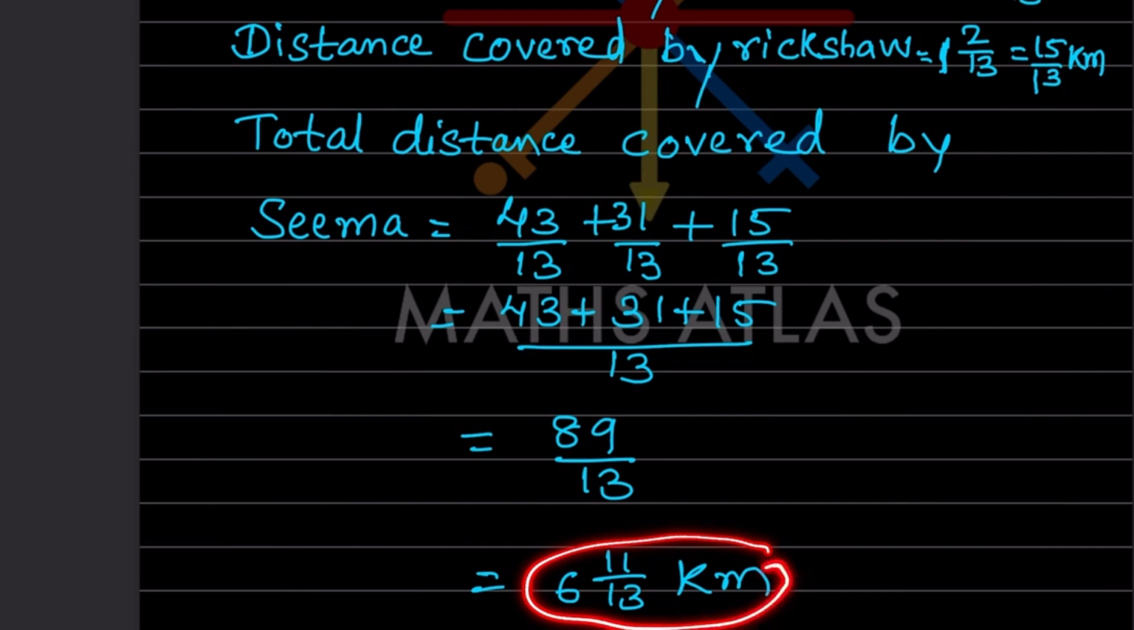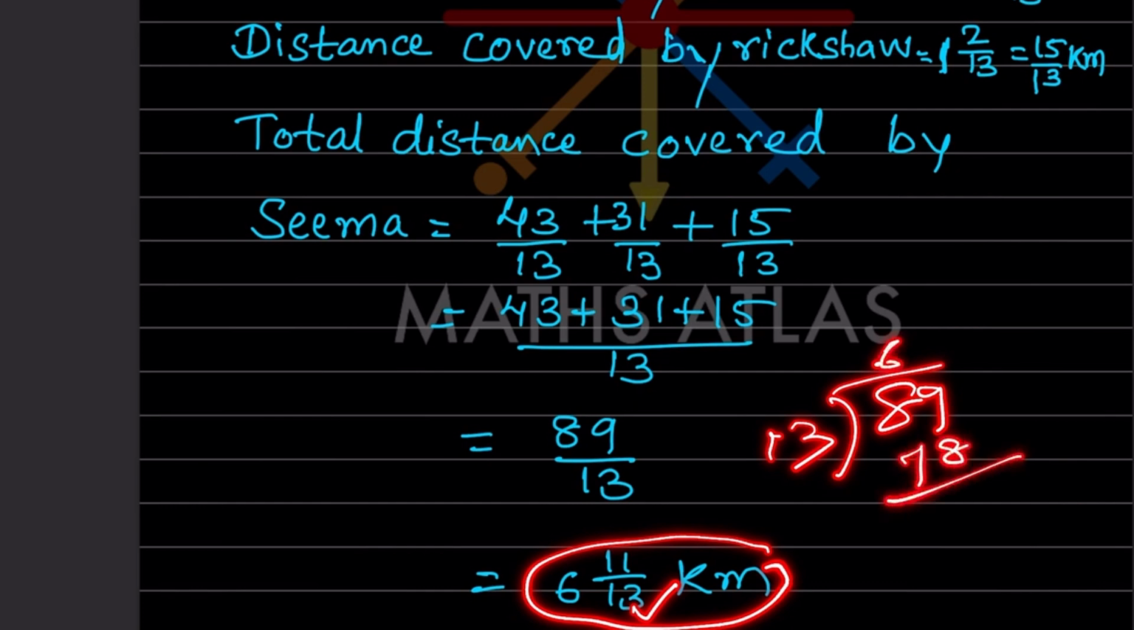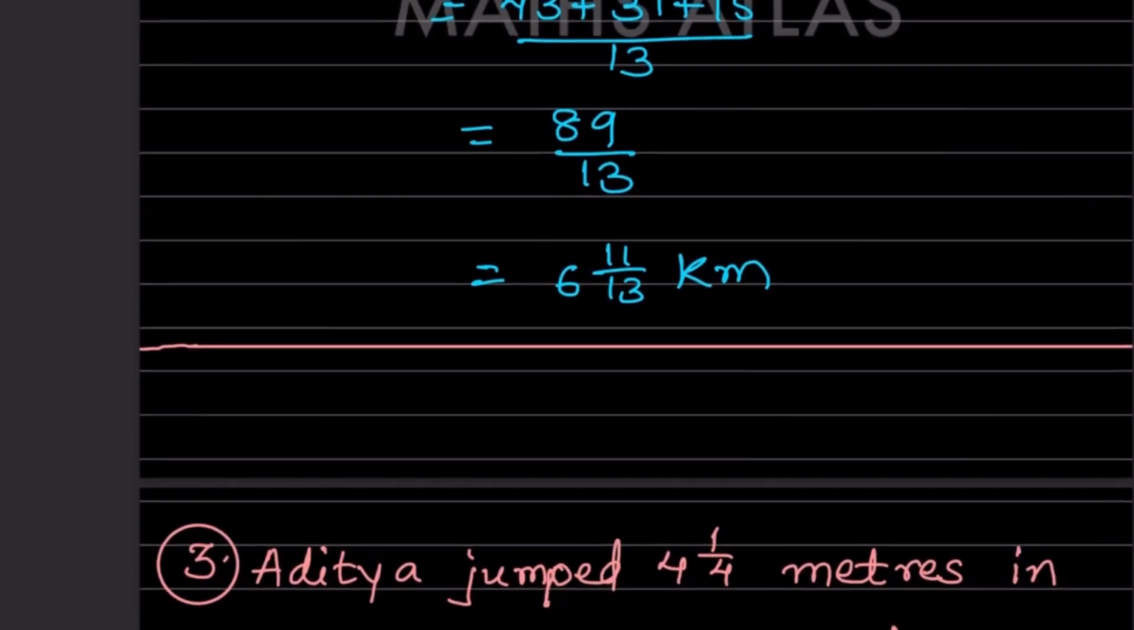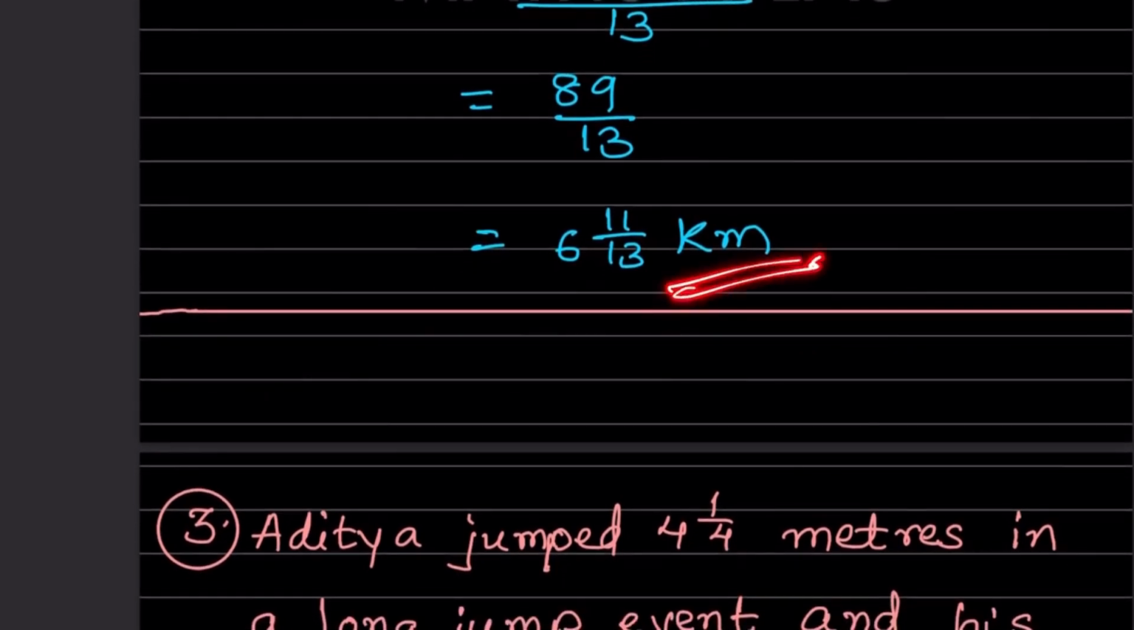So here 89 divided by 13. So you get this one. So now you know 13 6s are 78 and the remainder is 11. So you will go this way. Whatever you get in the quotient will be the whole number and this is the fraction. So you don't forget to write the units.